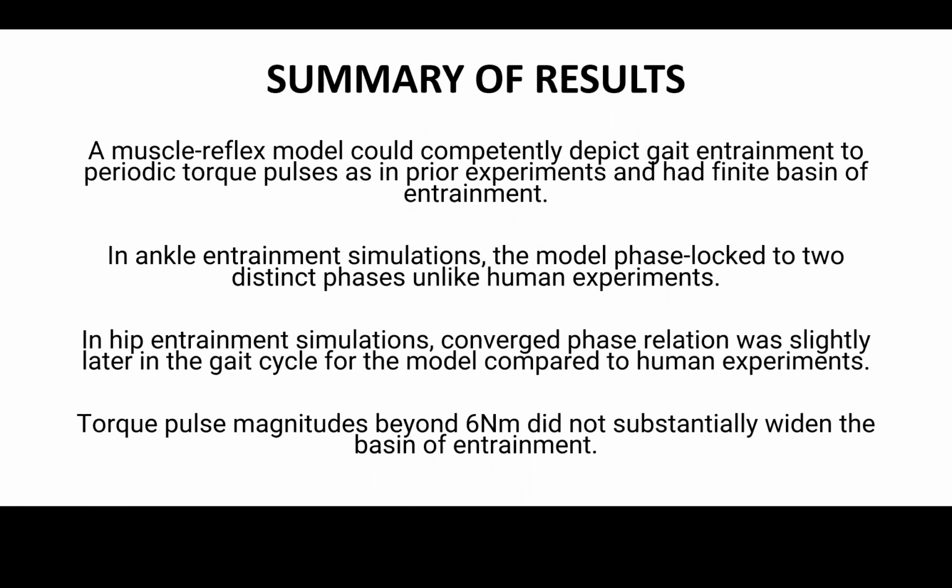To summarize, this muscle-reflex model could competently entrain to periodic torque pulses applied at the ankle and hip joints, as in prior human experiments, and it also showed a finite basin of entrainment. In ankle entrainment simulations, the model phase locked to two distinct phases, unlike human experiments. In hip entrainment simulations, the converged phase relation was slightly later in the gait cycle for the model compared to human experiments. We also found that torque magnitudes beyond 6 Newton meters didn't substantially widen the basin of entrainment.